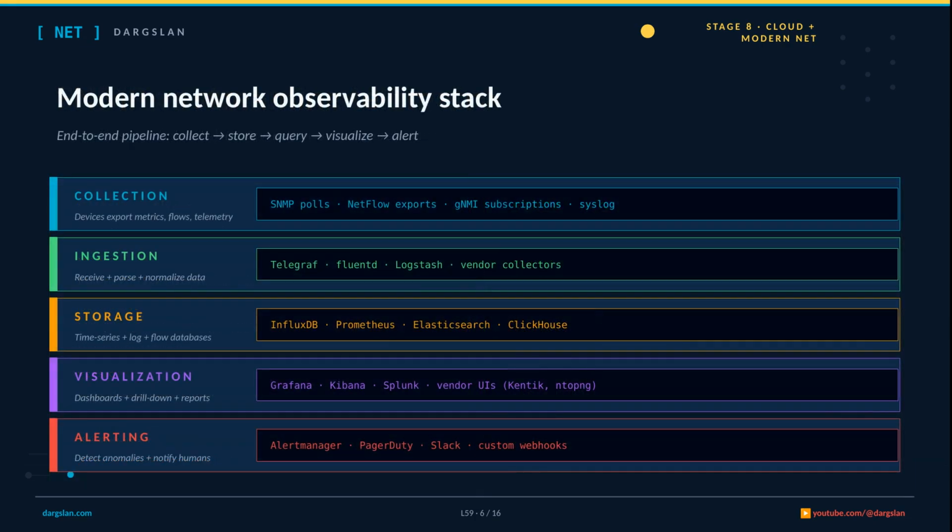Zoom out, and all of these signals land in the same architectural pipeline. Devices emit at the collection layer: SNMP, NetFlow, gNMI, Syslog, all flowing in parallel. Agents like Telegraf or Fluentd normalize that mess. Time series and log stores like Prometheus, InfluxDB, or ClickHouse hold it. Grafana or Kibana make it legible. And Alertmanager or PagerDuty turn anomalies into a phone buzzing at 3 in the morning. Collect, store, query, visualize, alert, that's the whole game.